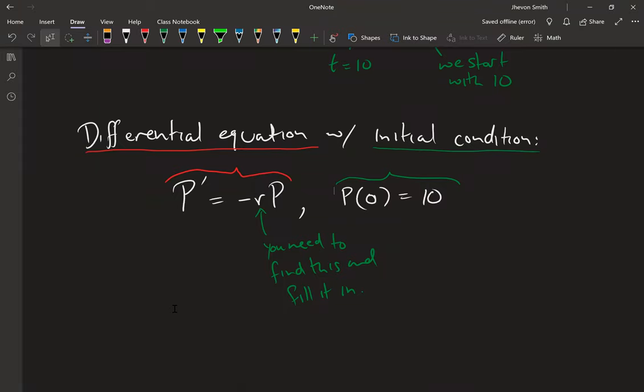Okay, other questions? Could you briefly go over implicit differentiation?